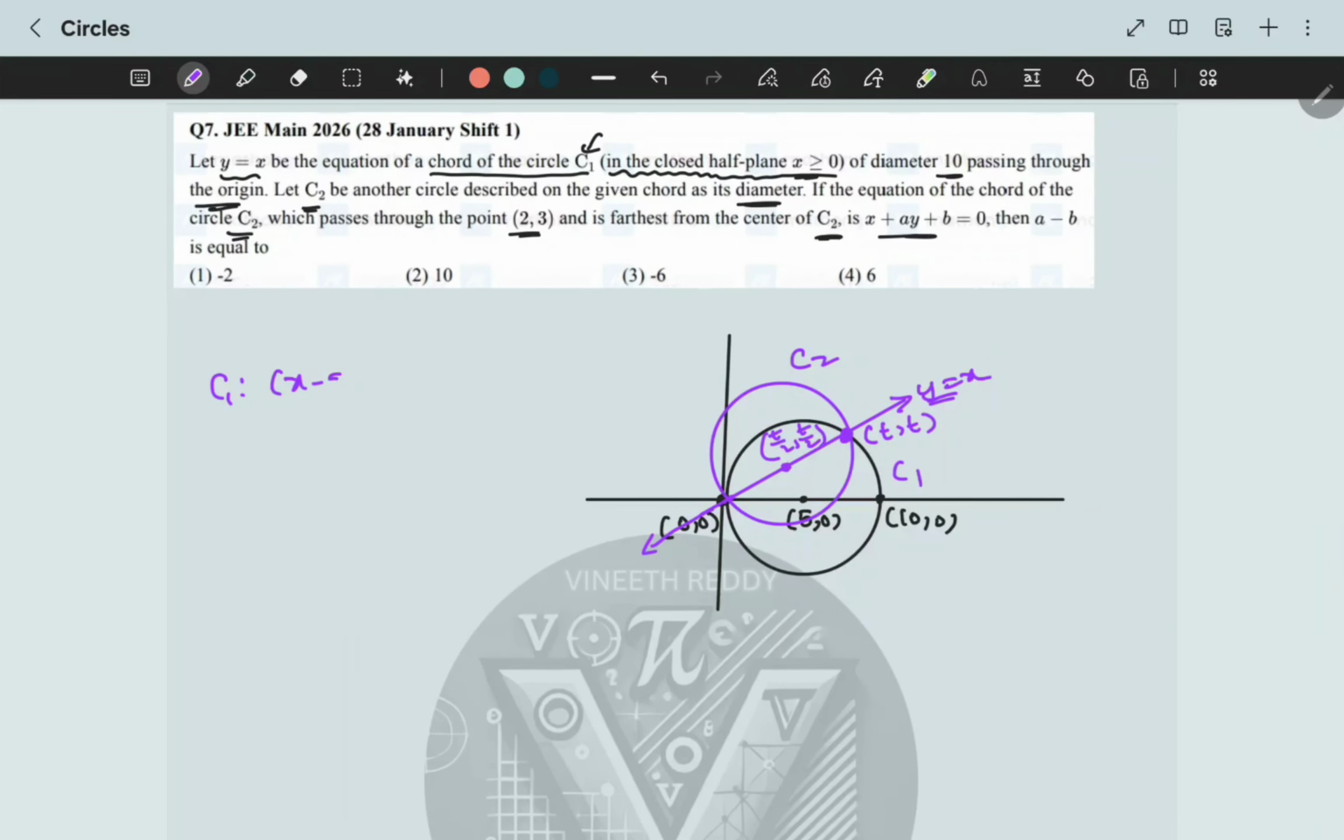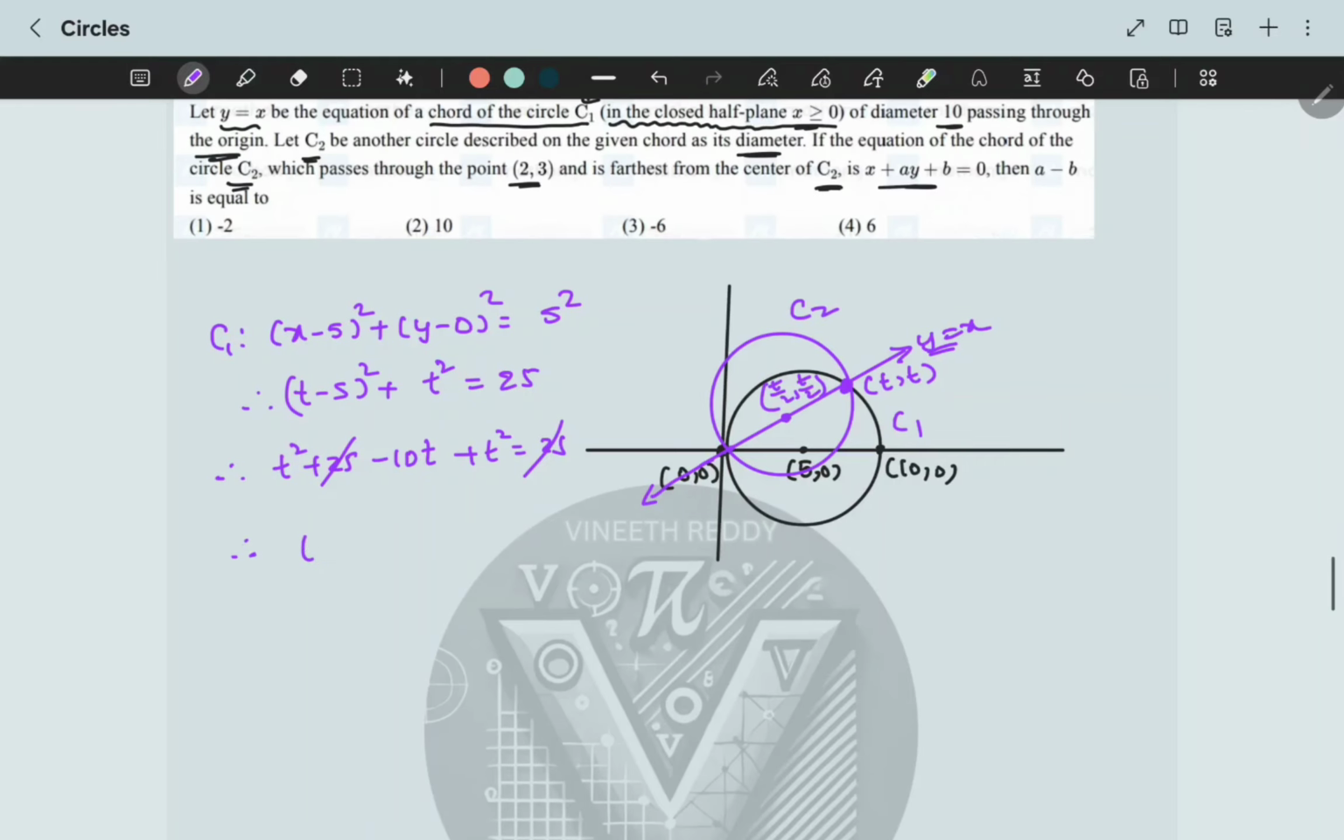C1 will be something like this: x minus 5 whole square plus y minus 0 whole square should be equal to 5 square. Now replace x and y with t, t. So we get t minus 5 whole square plus t square equals 25. Now we get t square plus 25 minus 10t plus t square equals 25. So this and this get cancelled. So we get 2t square minus 10t equals 0, or we can write t square minus 5t equals 0, or t into t minus 5 equals 0. Therefore, t is equal to either 0 or 5.